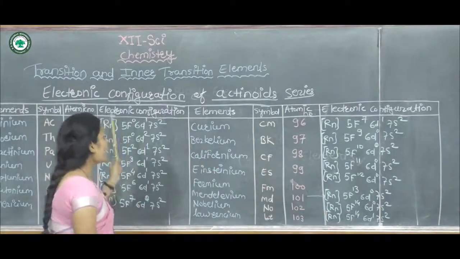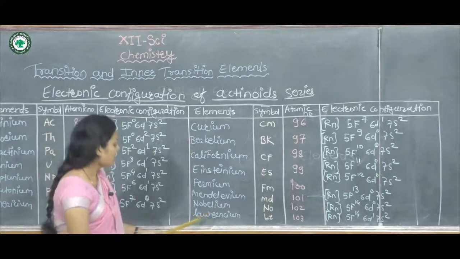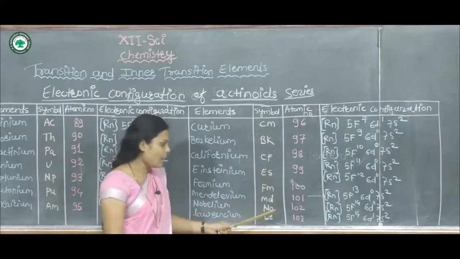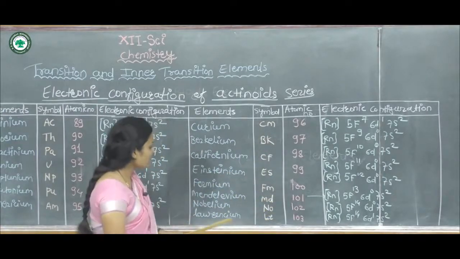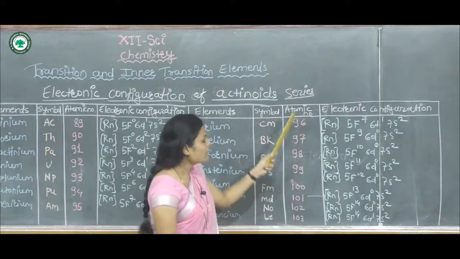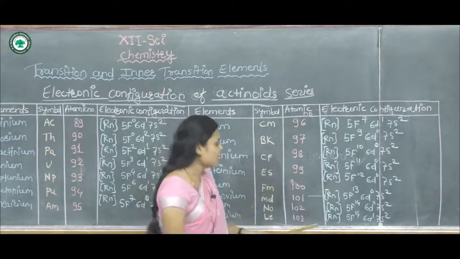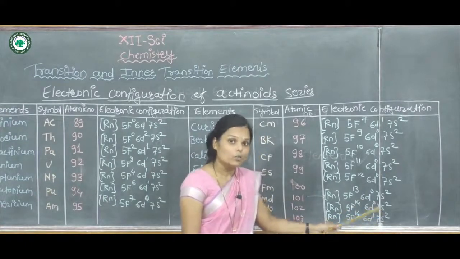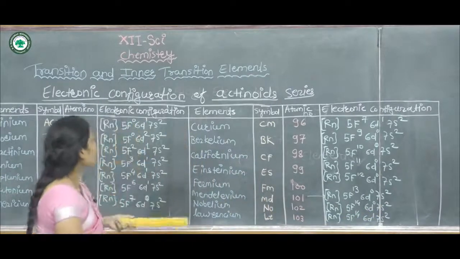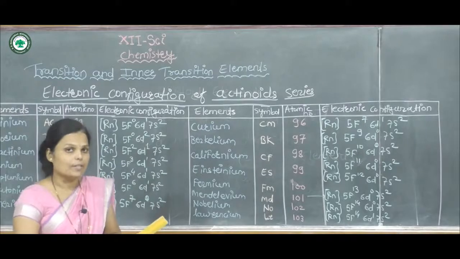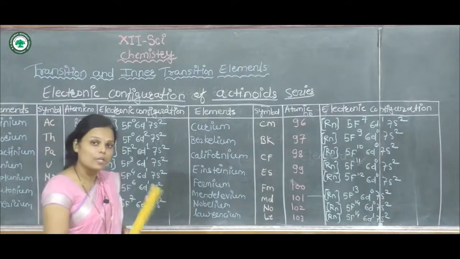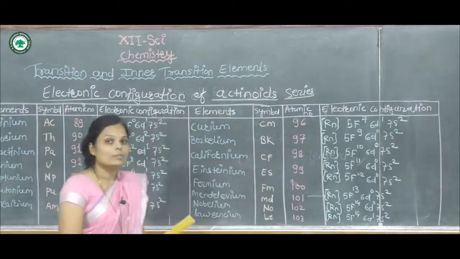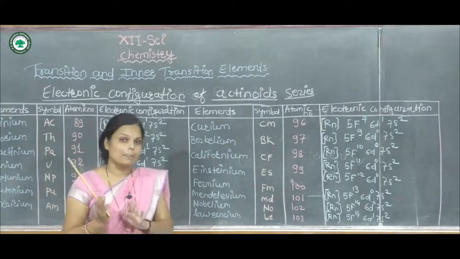In this series, the last element is lawrencium. Its symbol is capital L, small r. Atomic number of lawrencium is 103 and its electronic configuration is 5f14, 6d1 and 7s2. All of these 14 electrons are present in the actinide series and it belongs to the 5f series, and that's why the electronic configuration starts with 5f, in which only 14 electrons are present.